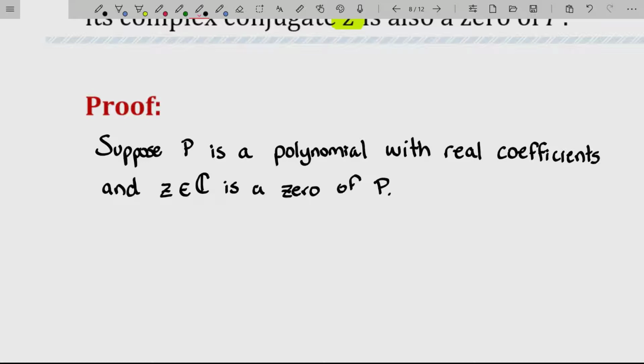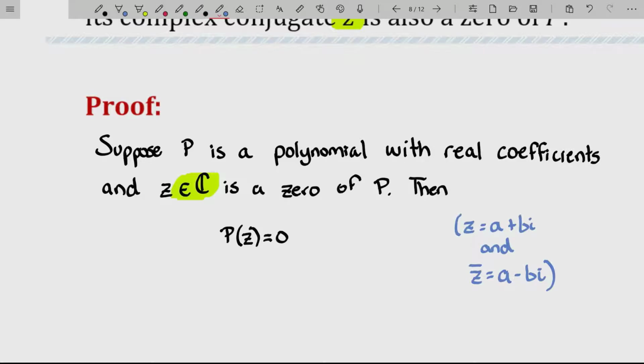All right, so suppose that p is a polynomial with real coefficients and that z, which is an element of the complex number system, that's what that notation means, is a 0 of our polynomial. Well, what can you say just from that statement? Well, then p of z must therefore be 0. That should make sense to you. What we want to show is that p of z bar is also a 0, so that when we plug it into our polynomial, we also get 0 out.